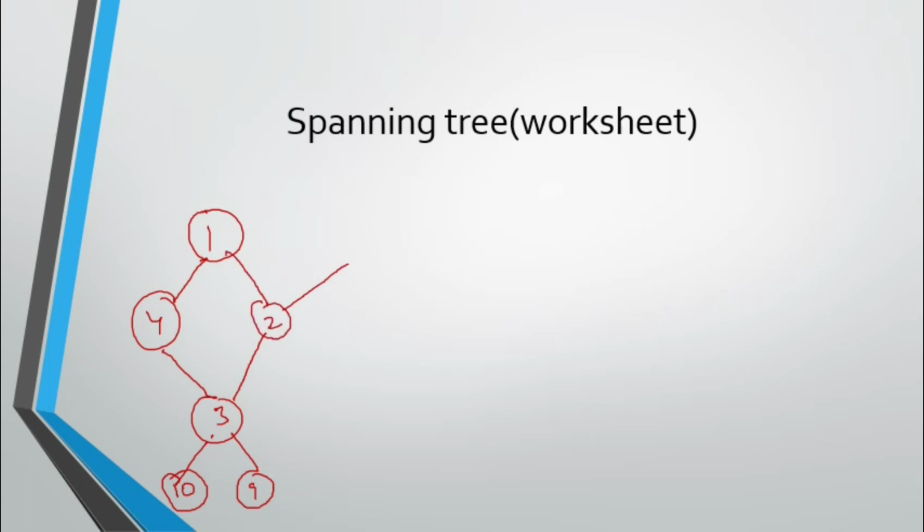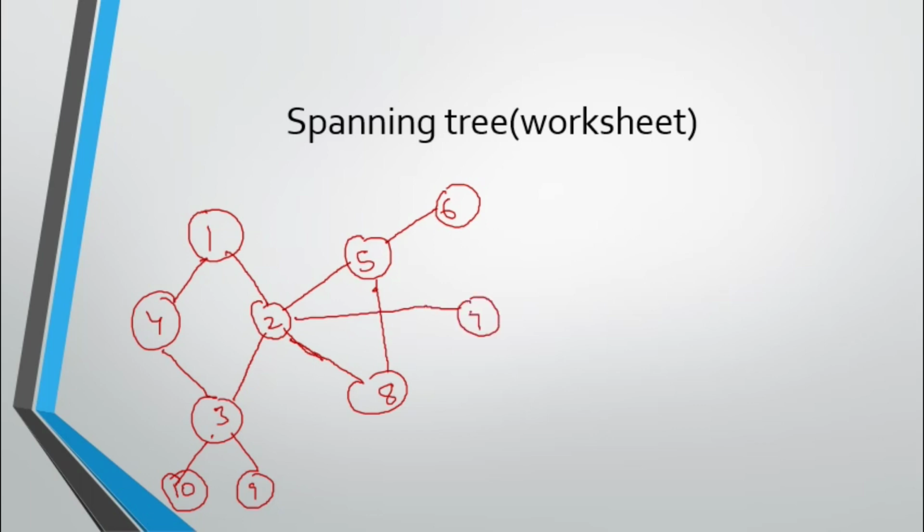So let me draw that. The graph appears to be very complicated. Yes, let us find the BFS spanning tree for that. This is an example, the BFS spanning tree for the graph. This is a graph which has everything. So I can draw my tree here, the BFS spanning tree.